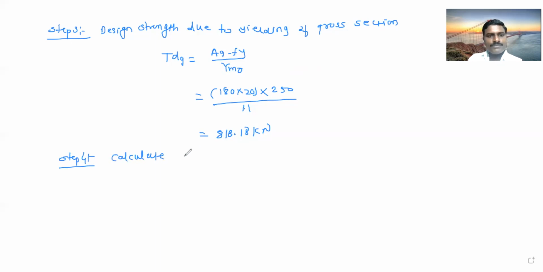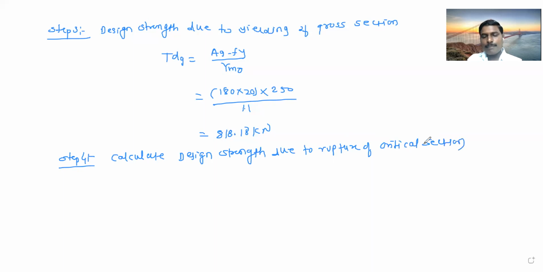Step 4 is to calculate the design strength due to rupture of critical section. The formula is TDN, for the plate. Now we have to use it here. So use the formula. Again, wait for 2 minutes. I will be back within 2 minutes.